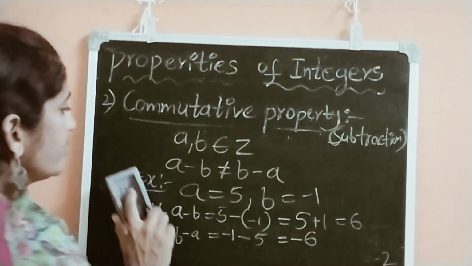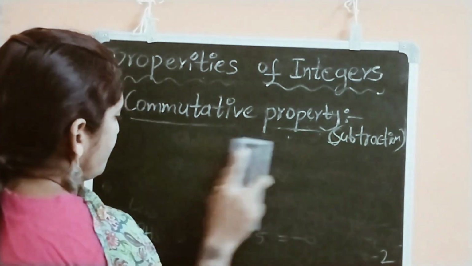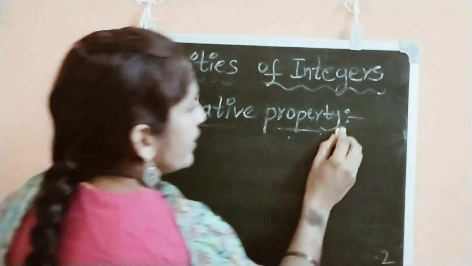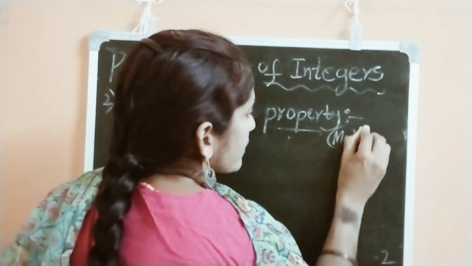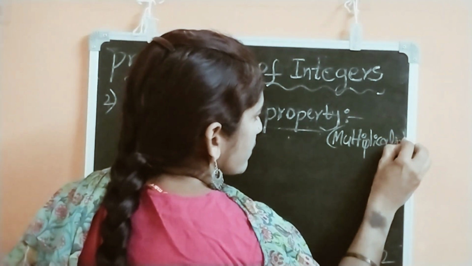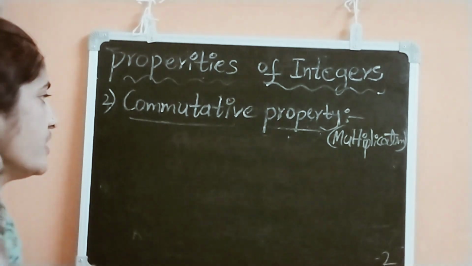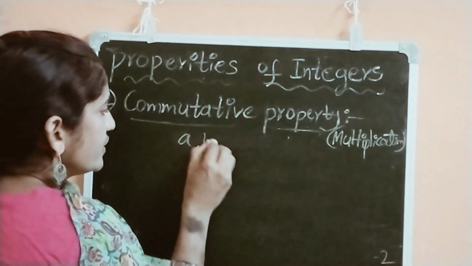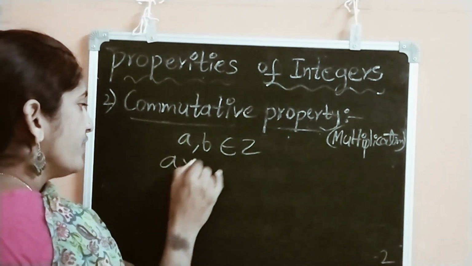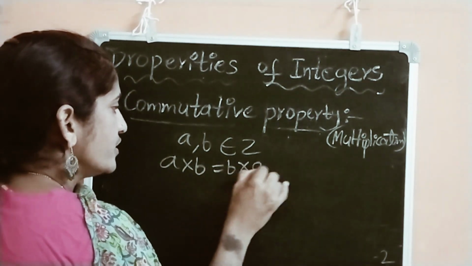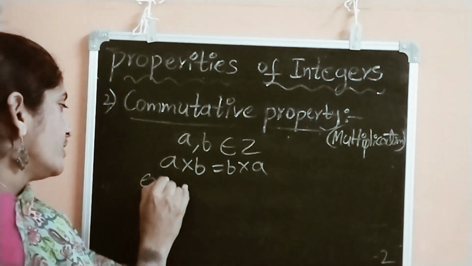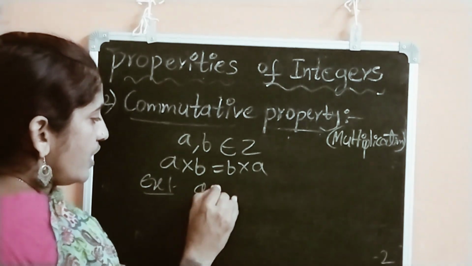So next we are going to discuss commutative property under multiplication. Okay, so this is the same as the addition property. So a comma b belongs to Z, that is, a and b are integers, so a into b is equal to b into a. If the given integer system satisfies this equation, we can generalize.